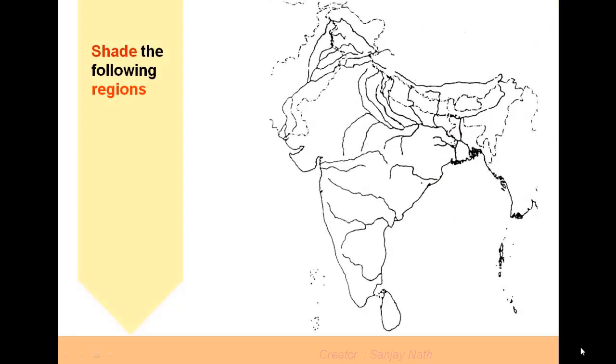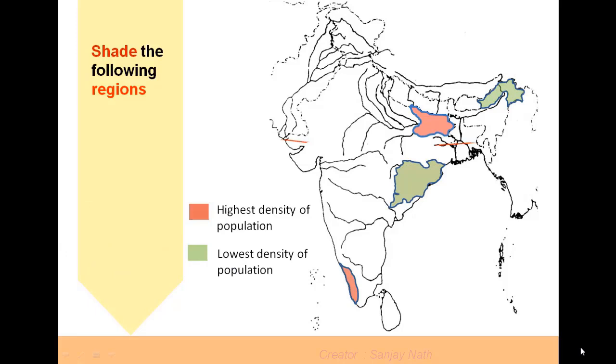Now we'll shade the states of high and low density of population. State above the Tropic of Cancer with high density of population is Bihar with 1102 persons per square kilometer, while Kerala state is below Tropic of Cancer with 859 persons per square kilometer. Followed by the state with low density of population above Tropic of Cancer is Arunachal Pradesh with 17 persons per square kilometer, whereas Odisha state below Tropic of Cancer with 269 persons per square kilometer.